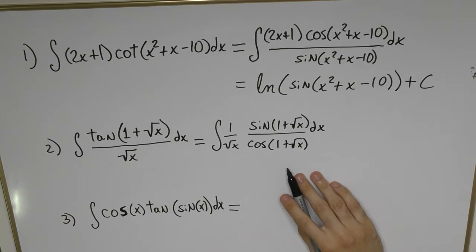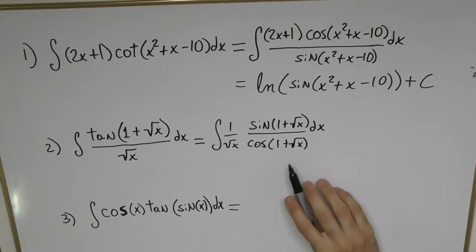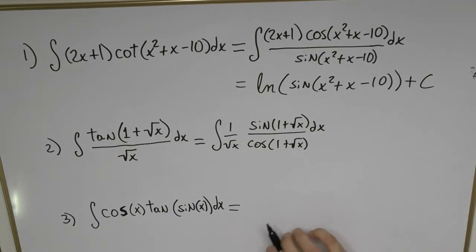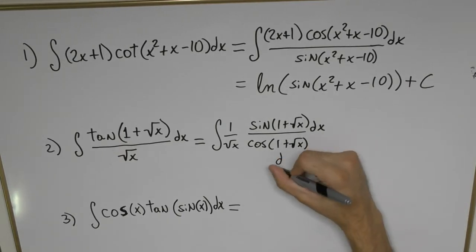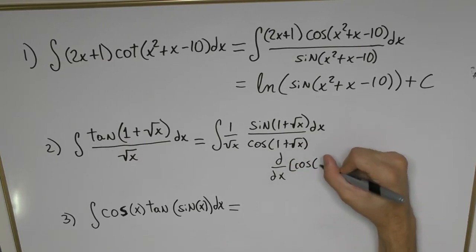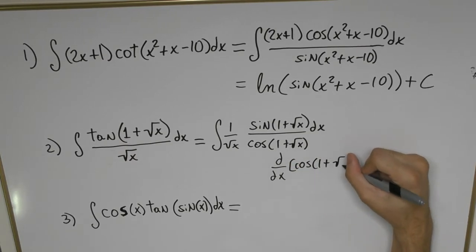And if we look very closely at this, it looks like the numerator is the derivative of the denominator of the function that we have here. So let's start off by differentiating that cosine function. We have cosine of 1 plus root x.